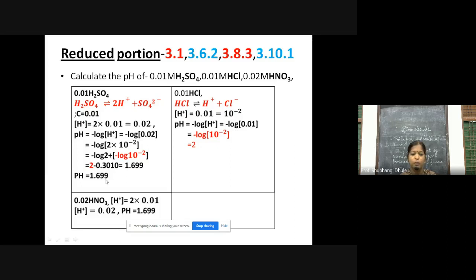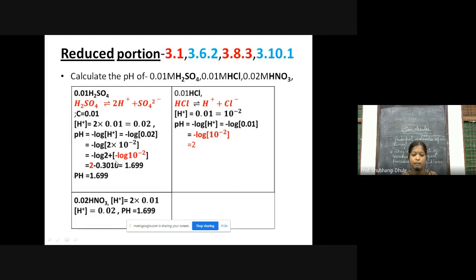So don't find out the antilog here, because we are finding just the pH, and pH is nothing but minus log of H plus ion. So minus log of 2 into 10 raised to minus 2. So it becomes minus log of 2 plus minus log of 10 raised to minus 2.